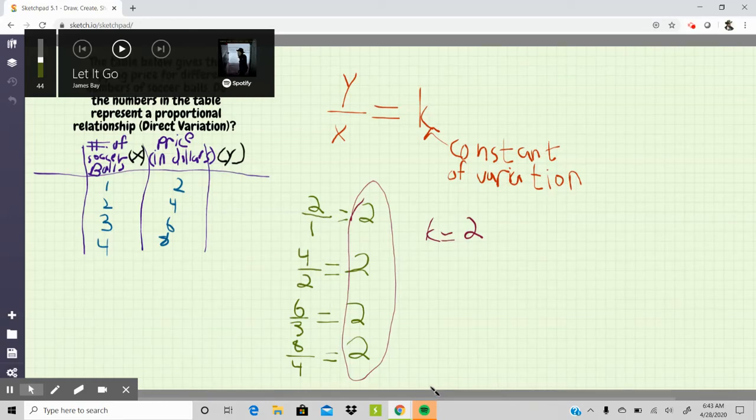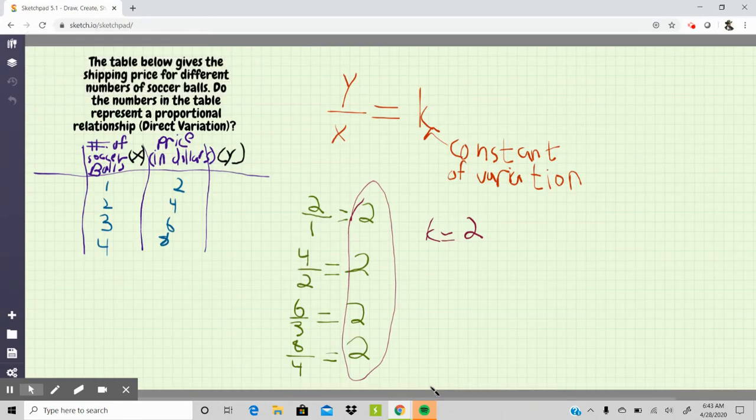Alright, so I'm going to do a continuation of yesterday's problem, and I'll review what it was. It says, the table below gives the shipping price for different numbers of soccer balls. Do the numbers in the table represent a proportional relationship, also known as a direct variation on the algebra side of things? And to check that, we took our y variable and divided it by our x variable.